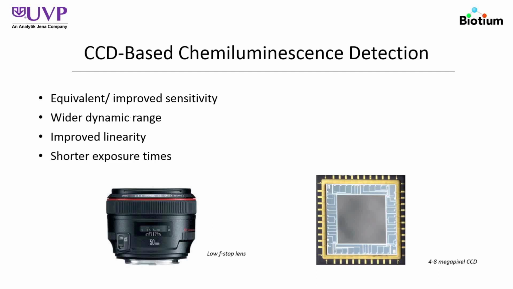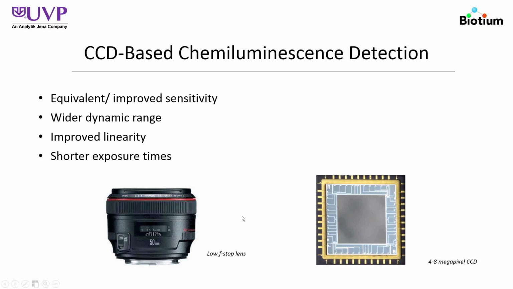Now with CCD-based chemiluminescent detection, the key thing here is that CCDs provide not just equivalent but improved sensitivity. It can be quite dramatic. And CCDs also provide a much wider dynamic range, so you can detect a brighter signal and a dimmer signal accurately with CCDs, and you cannot do that with film. It has improved linearity, and you have much shorter exposure times with CCDs because of their sensitivity.